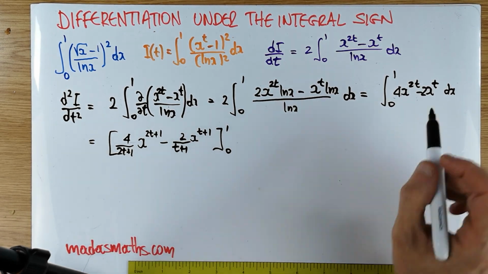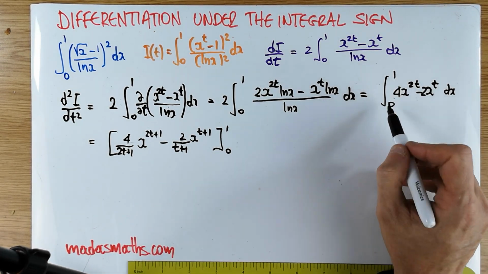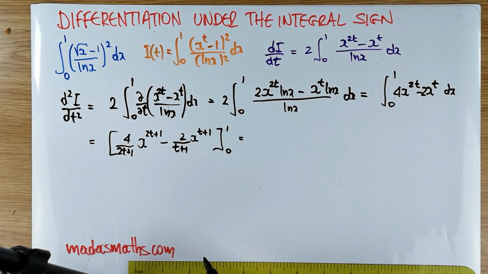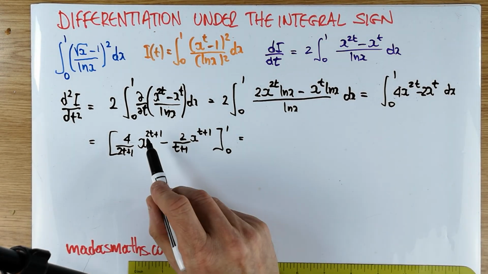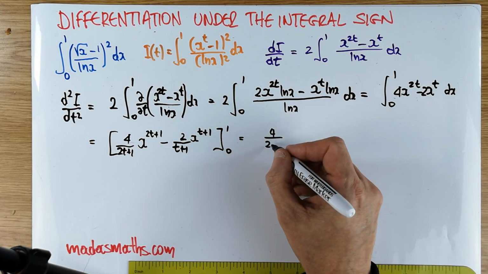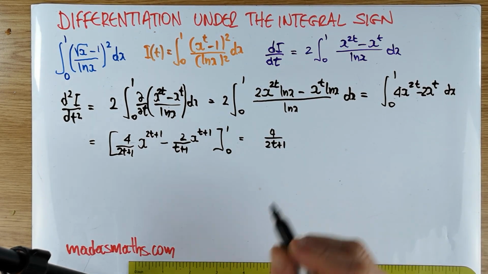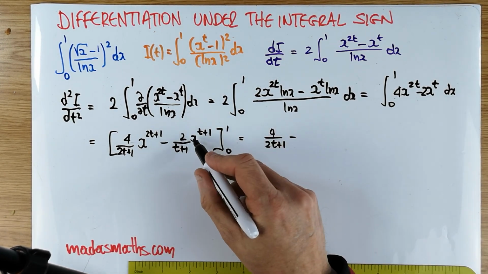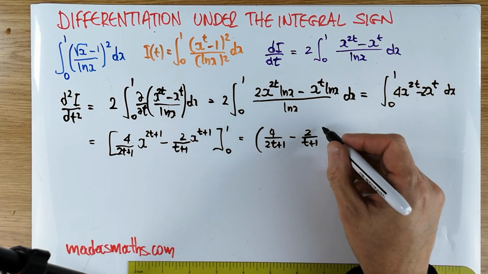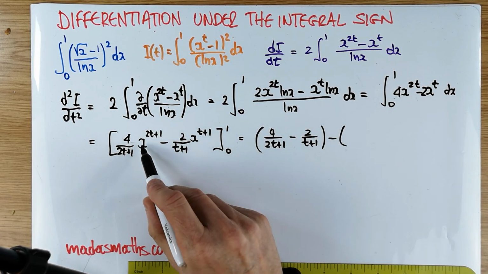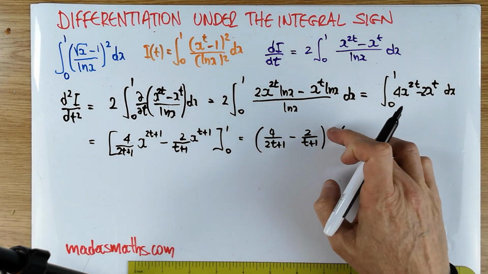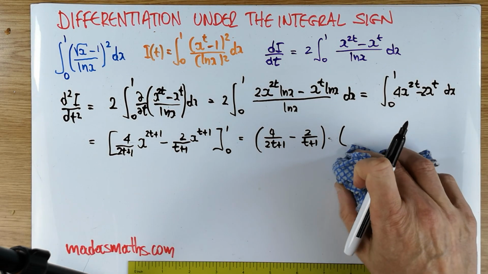And remember, the limits of this integration are with respect to x. So it's the x that we substitute the 1 and the 0 into. When we substitute in there, x is equal to 1, so this will be just 1. So we're going to get 4 over 2t plus 1, minus 1 again for this, minus 2 over t plus 1. And of course, when we substitute x equal to 0, goodbye. So there's nothing else but that. We don't even need brackets.